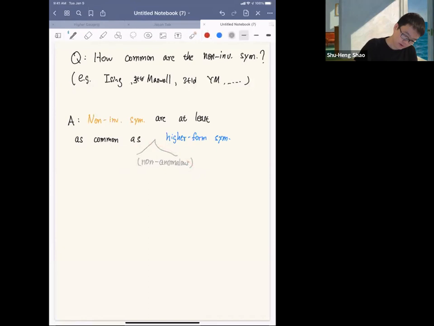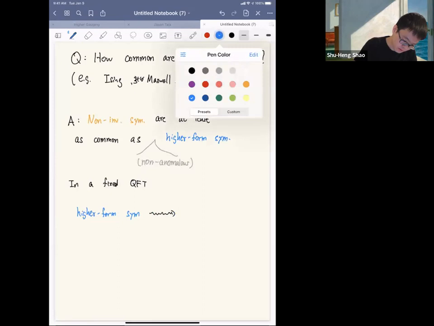So what do I mean by this? This is the only punchline of the talk. What I meant by this is that in a fixed quantum field theory, if it has a higher form symmetry, then there's a way for me to generate or engineer a non-invertible symmetry for you in the same theory.